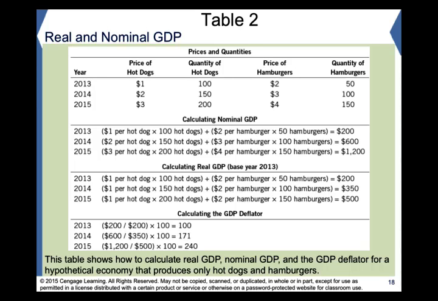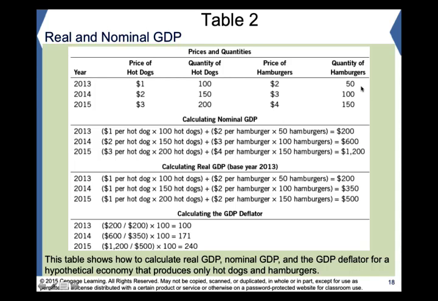So the real and the nominal GDP you have given in this table, the first column shows the year. So you have 2013, 14 and 15. And we have a product, hot dogs. The price of hot dog are given. In 2013, the price of hot dog was $1. In 2014, it is $2, and in 2015, it's $3. The quantity of hot dogs was 100 in 2013. In 2014, it was 150, and in 2015, it is 200. The price of hamburgers, it was $2 in 2013, $3 in 2014, and $4 in 2015.